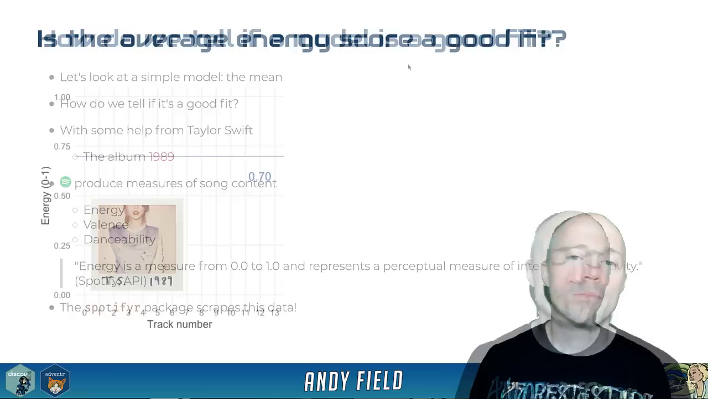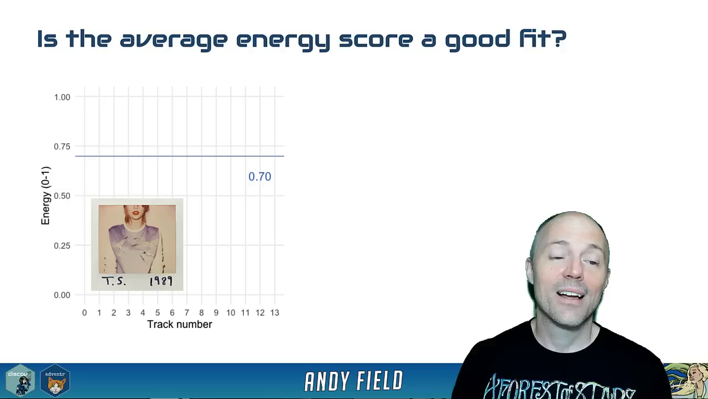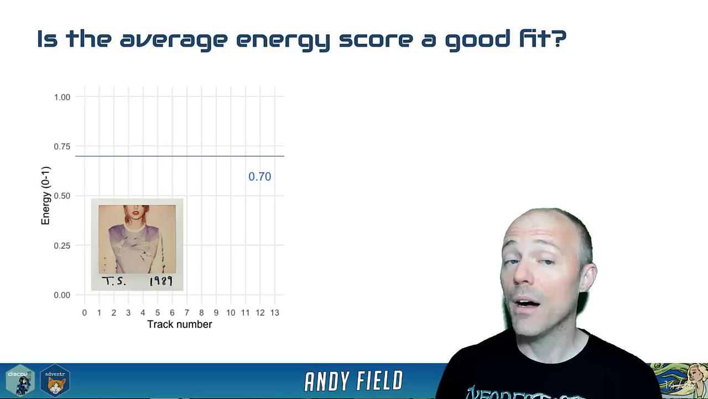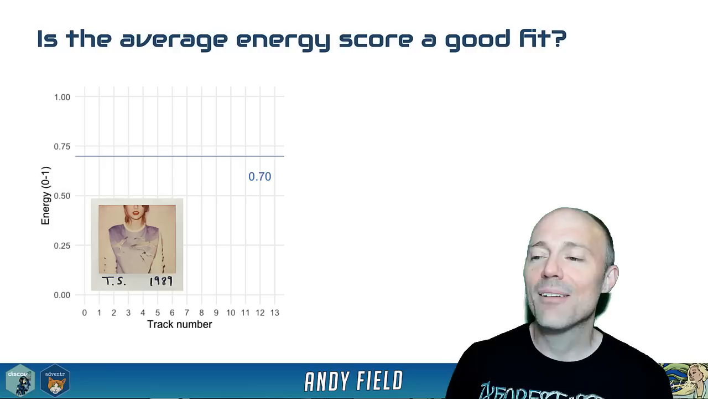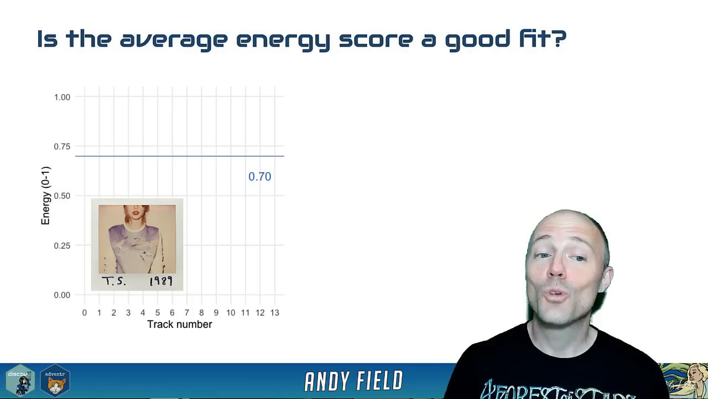So here we have Taylor Swift's album 1989, and we've got energy levels on the y-axis, the energy value of the song, and we've got the track numbers along the bottom. There were 13 tracks on this album, and on average, the energy level is 0.7, so fairly high. We don't particularly care what that value is. What we care about is, is that value a good fit? If you were to make a prediction about the energy level of a particular track, is the mean a good score to use? How accurate is it going to be as a predictive value?